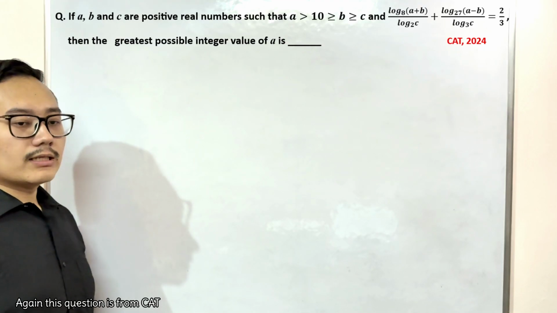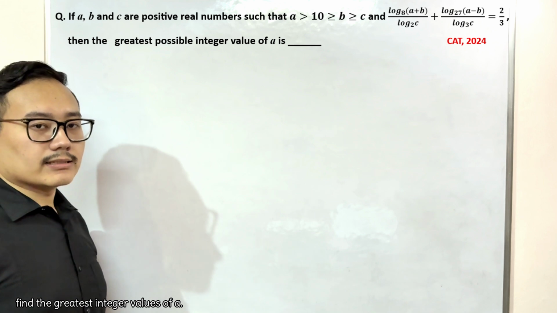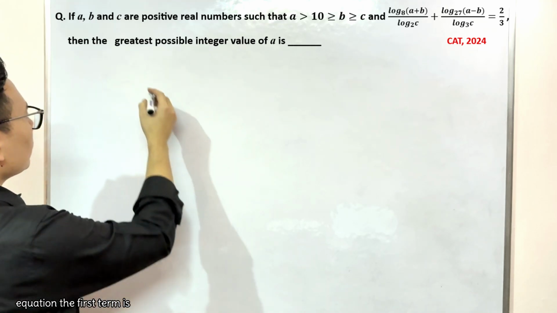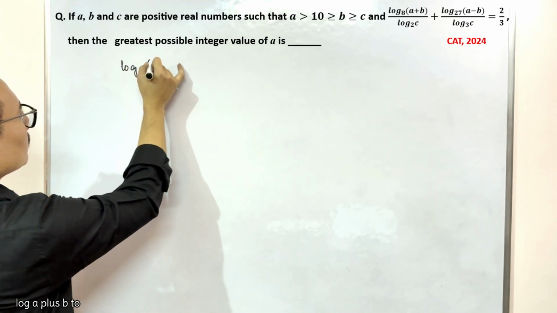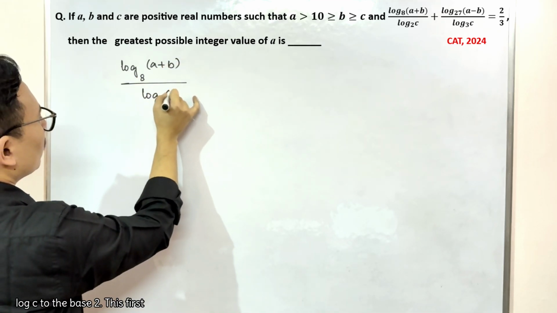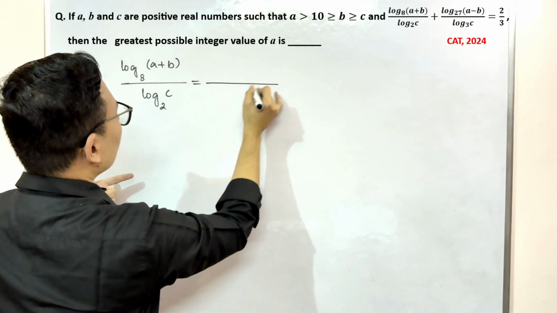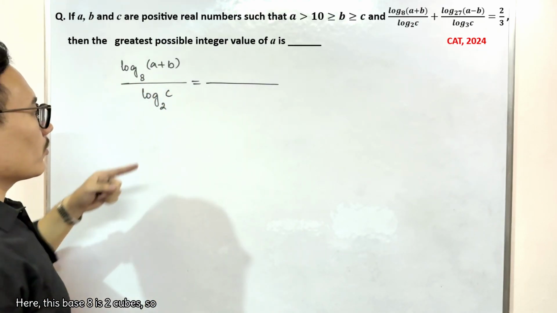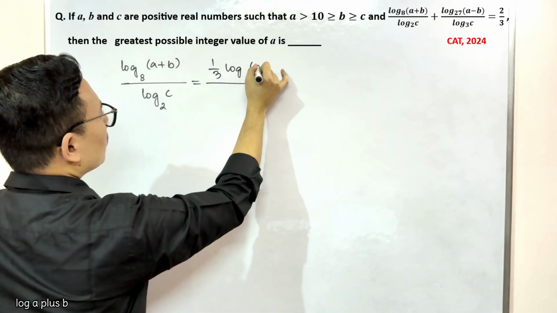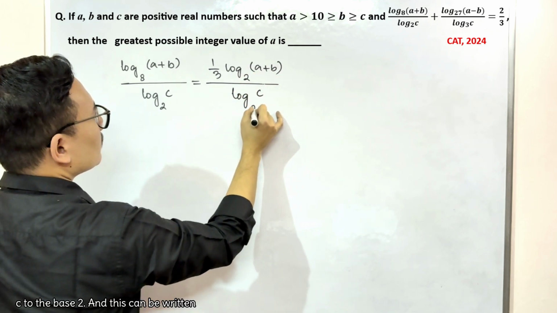Again, this question is from CAT 2024. And in this question, we have to find the greatest integer value of a. So first, in the given equation, the first term is log base 8 of a plus b, by log c to the base 2. This first term can be expressed as, here, this base 8 is 2 cubed, so we can write 1 by 3 log a plus b to the base 2, and this is log c to the base 2.